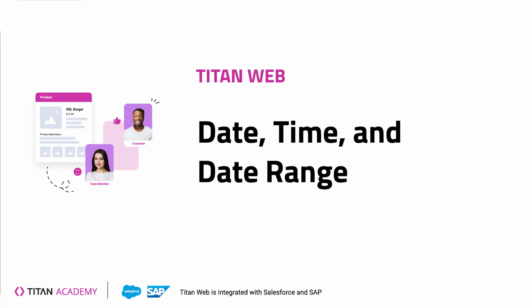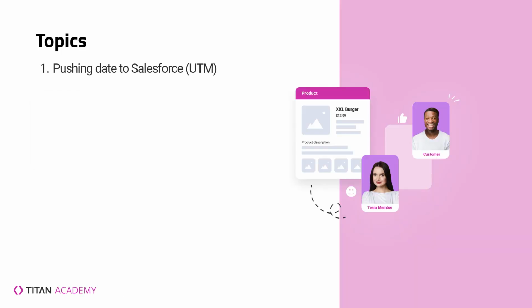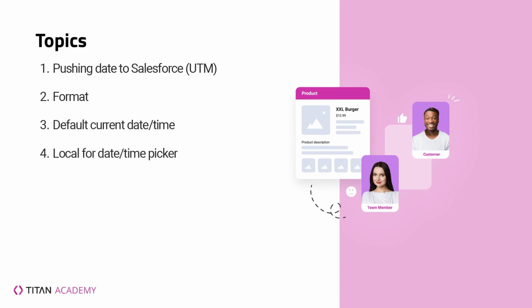Today we'll be talking about date time and date range fields in Titan Web. First, we'll talk about what happens when we push date fields to Salesforce. Next, we'll talk about how to format your date field. After that, we'll show you how you can default the date to the current date or the current time. Then we'll show you how you can change the locale for your date time picker or your date time modal. And finally, we'll show you how you can disable future and past selections on your date time fields.